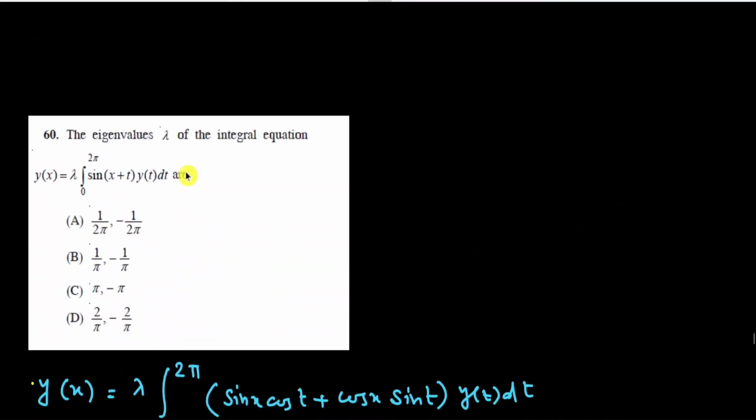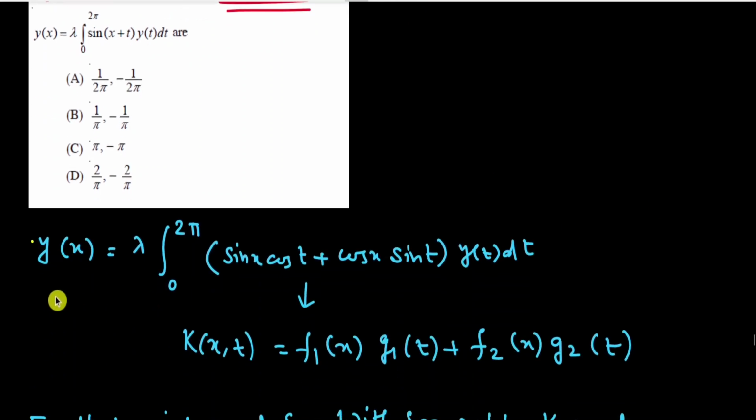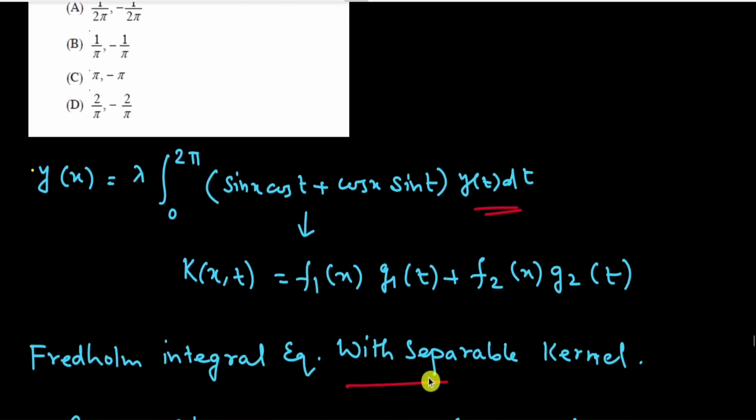Question number 60. Question number 60 is from integral equation, and here is the constant limit. So this integral is from Fredholm integral equation. Now the integral equation says that we write it in the form y(x) equal to lambda into integration 0 to pi of (sin x cos t plus cos x sin t) into y(t) dt. So this is the Fredholm integral equation with separable kernel, because we separate the kernel and we can write the kernel as a product of f_i and g_i as functions of x and t respectively.